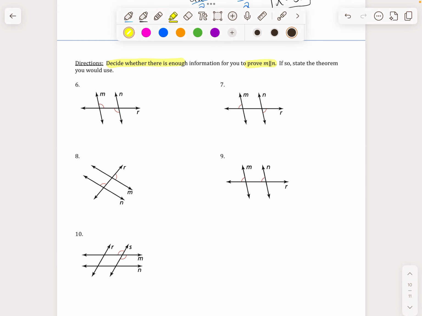So in this case, this is my transversal. These are alternating along the transversal, and they are interior. And this means that they are congruent. So there is enough information. We would say that alternate interior angles are congruent, then M is parallel to N. That's the alternate interior angles converse.